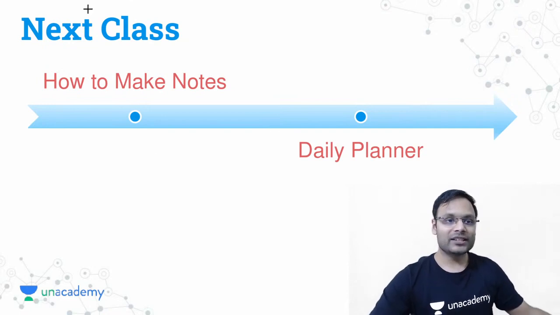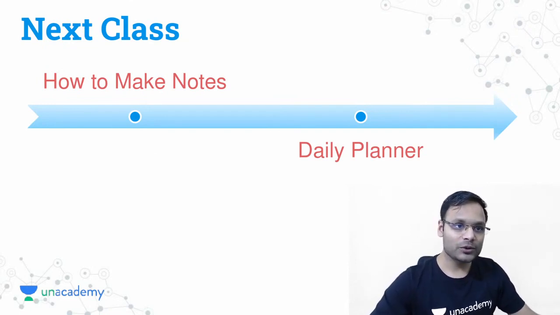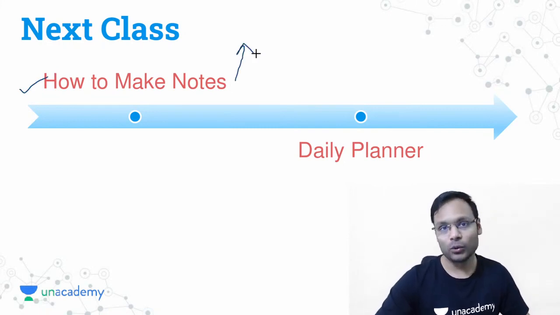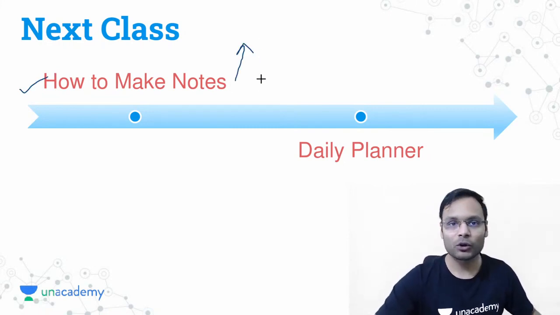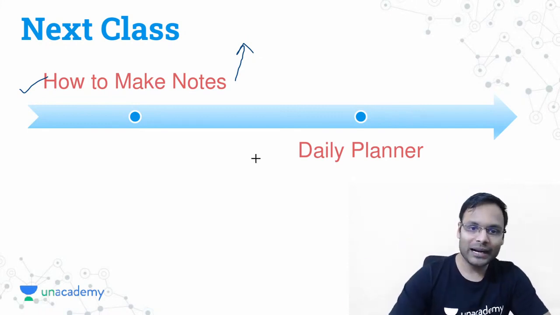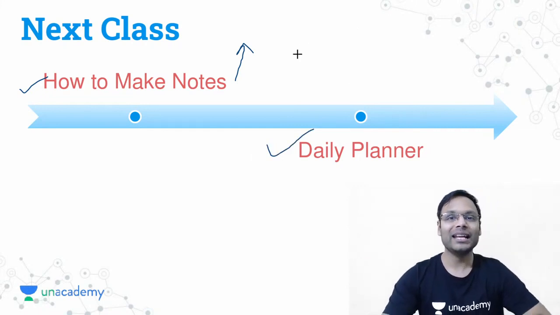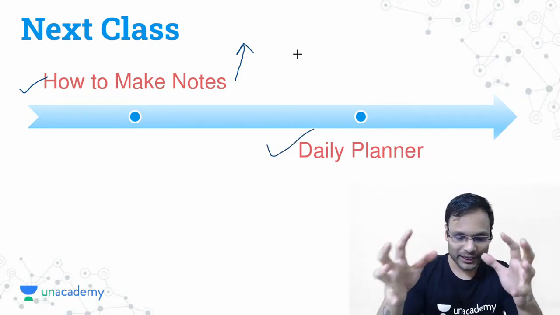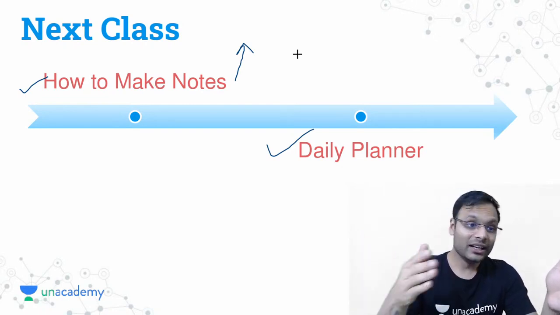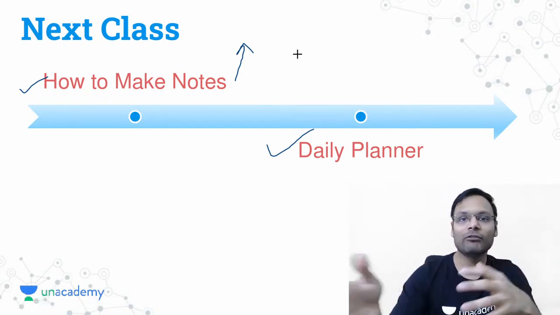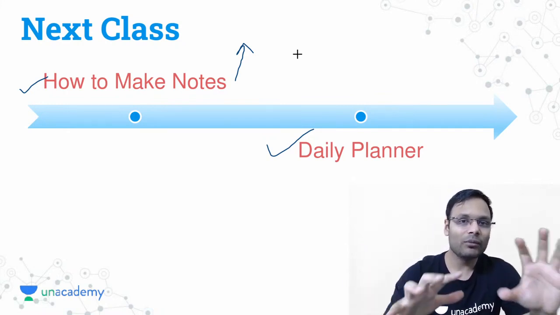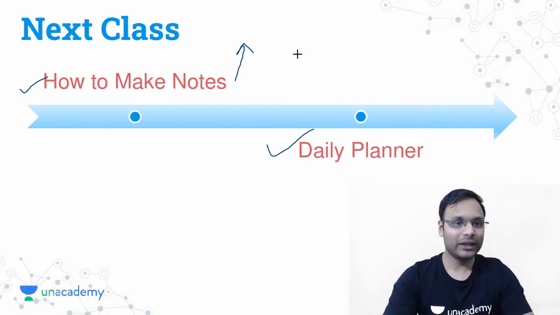Fine, so in the next few classes of this FAQ session, we are going to talk about how to make effective notes. Two types of notes we will be talking about: comprehensive notes and detailed notes. Apart from that, we will talk about how you can have a daily planner, what points you have to take care of in making your daily planner, what time to do what, etc. These tips will help you have a better refined schedule for your day.